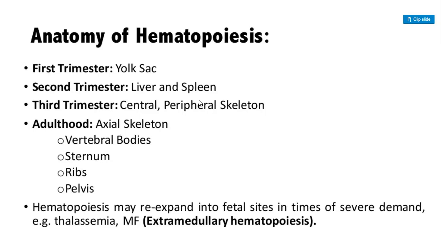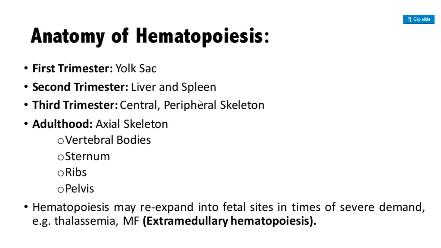And then in the 2nd trimester of pregnancy, between the 3rd month and the 6th month of pregnancy, we have hematopoiesis now taking place in the liver and in the spleen. Now, we're talking about the liver and the spleen of the fetus. That is where hematopoiesis takes place. And then in the 3rd trimester of pregnancy, from the 6th to the 9th month of pregnancy, the fetus now has some bones, yeah? So hematopoiesis now takes place in the central and peripheral skeleton.